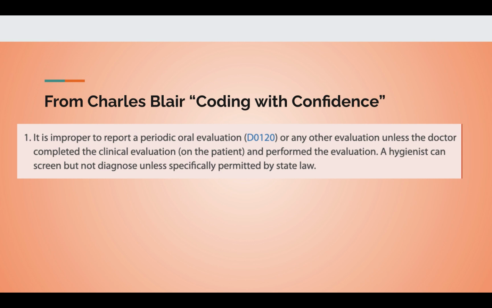So the next several slides are excerpts from Dr. Charles Blair, Coding with Confidence.